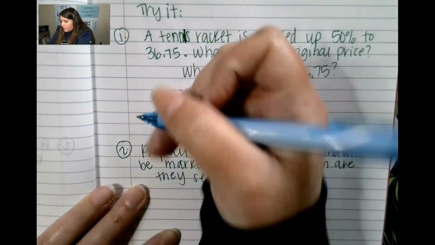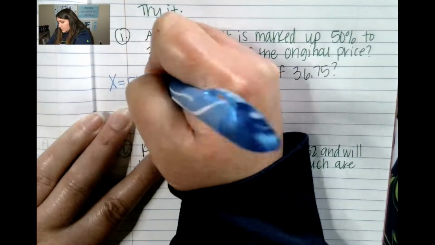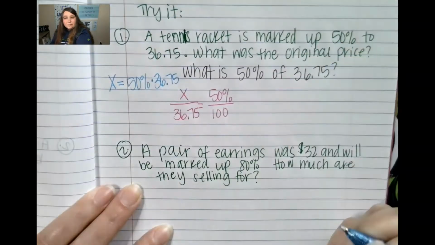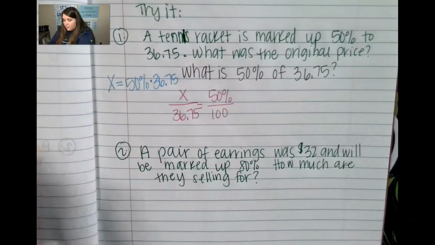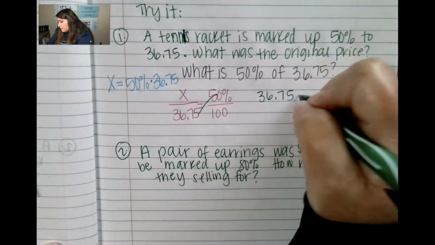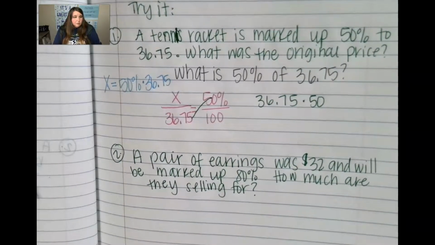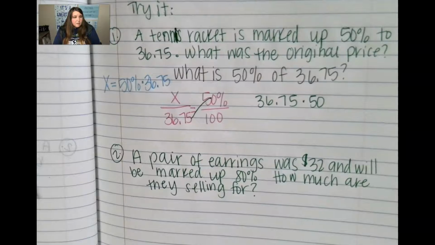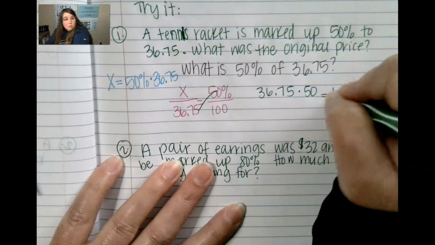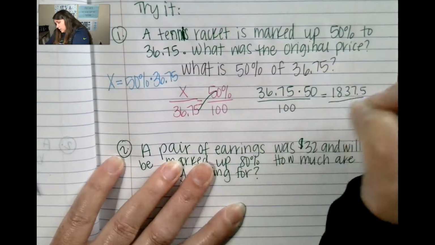If you set this up as an equation, x equals 50% times 36.75, either way will work. All right, so let's go ahead and multiply straight across. 36.75 times 50 gives us 1837.5, and we need to divide that by 100.